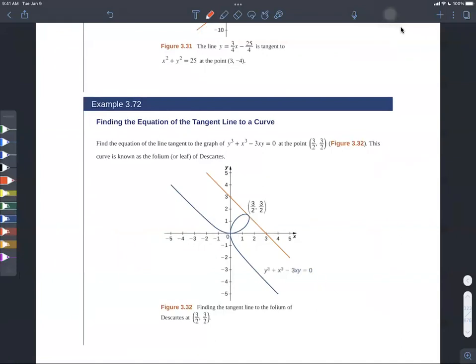So let's find the equation of the tangent line to the graph of y cubed plus x cubed minus 3xy equals 0 at the point (3/2, 3/2). This curve is known as the folium or leaf of Descartes. Ooh, very nice. So let's pretend like we don't have the equation of this, or the graph here. Let's just suppose we are just given this problem here. And so we have this equation, y cubed plus x cubed minus 3xy equals 0. And so we want to take the derivative of both sides.